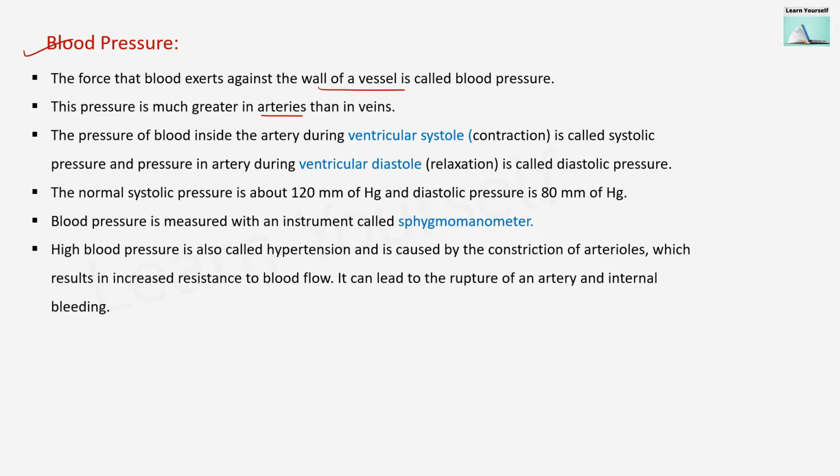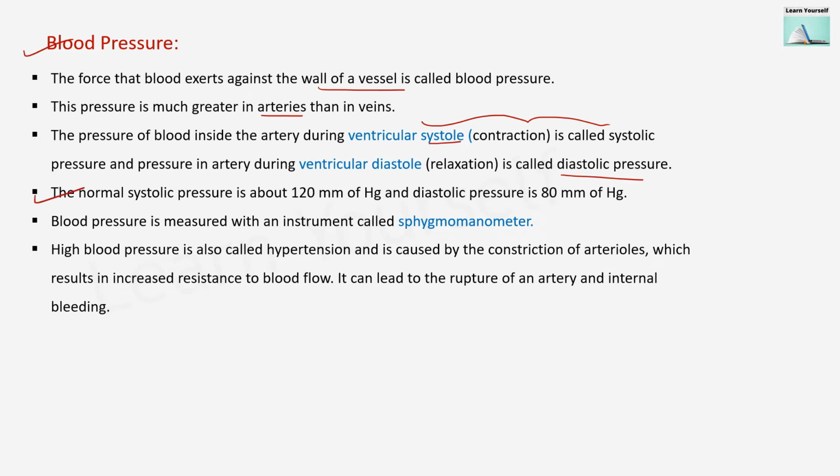Now the pressure of the blood inside the artery during ventricular systole, that is contraction, is called systolic pressure. And the pressure in artery during ventricular diastole, that is relaxation, is called diastolic pressure. So when the relaxation will be there, it is known as ventricular diastole, that is diastolic pressure. And when the contraction is there, it is known as systolic pressure and it is happening during ventricular systole. So these three names you have to remember during contraction and relaxation.